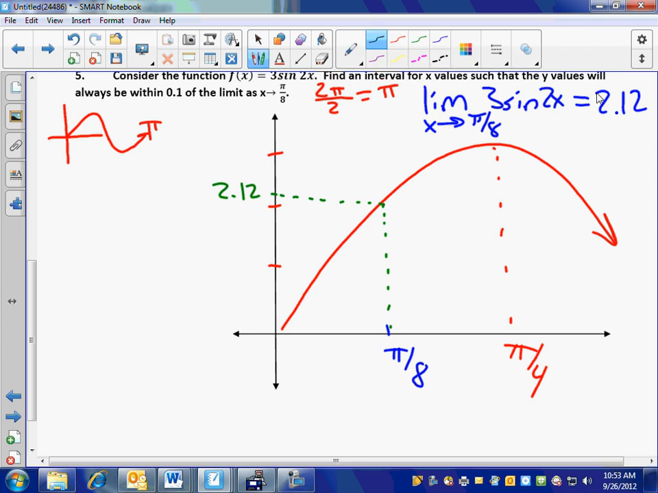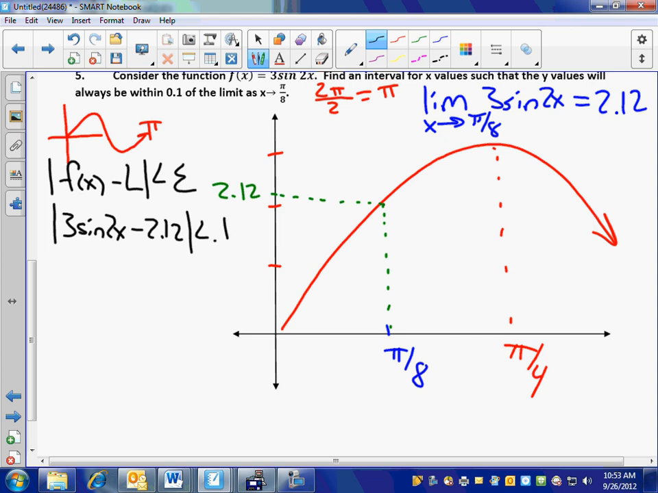So here we have it. Let's write down our definition. The absolute value of what? F of x minus the limit has to be less than epsilon. Let's plug them in. What's our function? 3 sine of 2x minus what's the limit? 2.12. Has to be less than, what is epsilon? 0.1. Let's graph that. What's my upper boundary going to be?